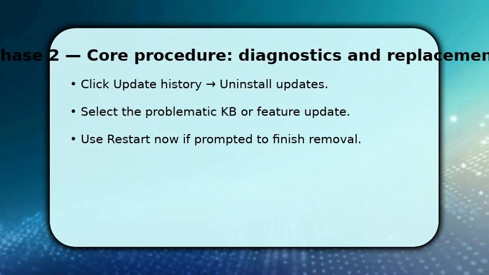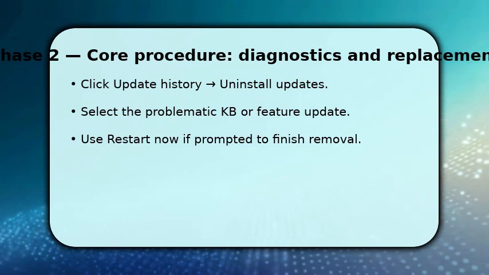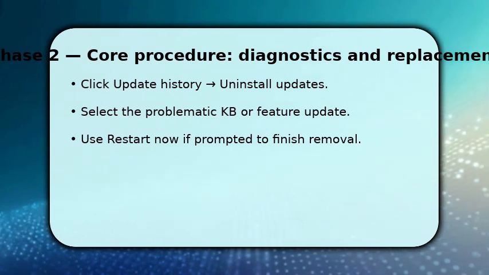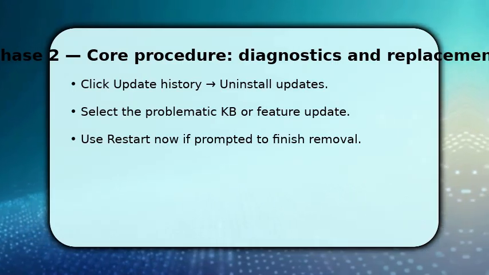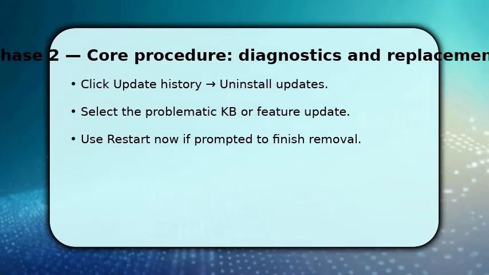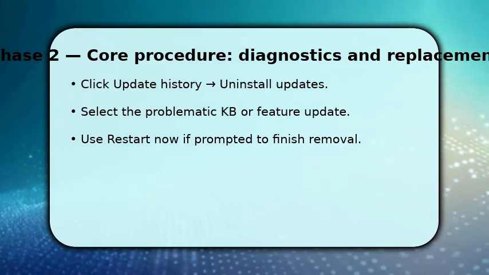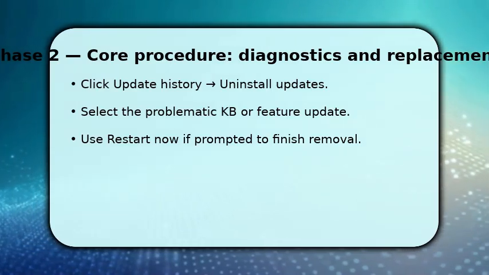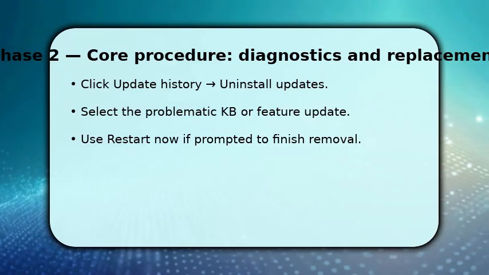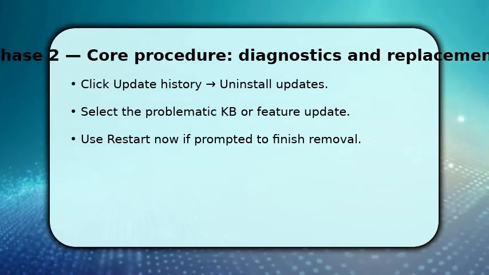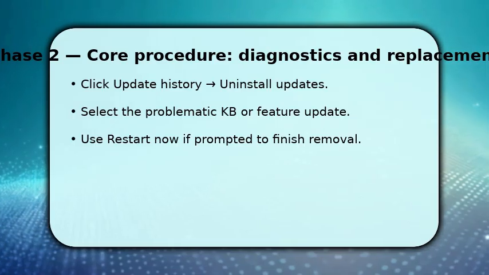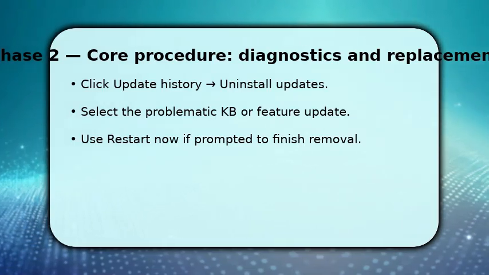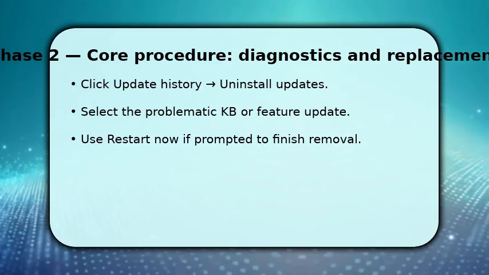You'll now click Update History and choose Uninstall Updates to access the control panel list. Identify the problematic KB number or feature update, select it, and click Uninstall. This removes the package. If Windows prompts you to restart during or after removal, do so. The system finalizes rollback during reboot. Make sure to watch progress and avoid interrupting power. If Uninstall is grayed out, you may need Safe Mode or Command Line tools, which you'll handle next.